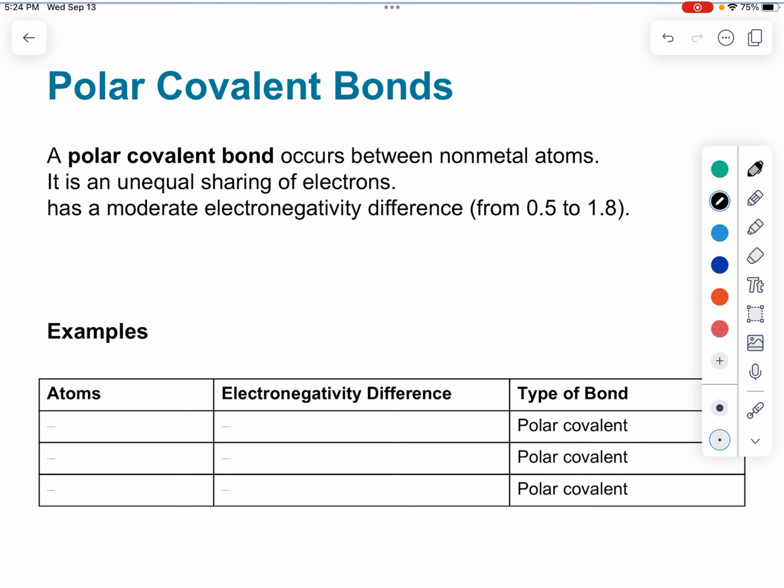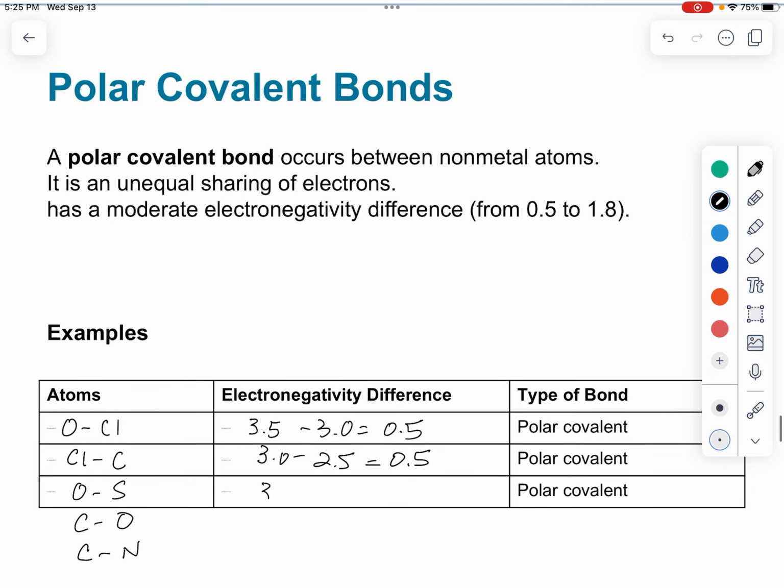Other examples that are polar would be oxygen-chlorine, chlorine-carbon, oxygen-sulfur, and I'm going to say C-O and C-N are going to be important for you guys because those are the ones that are found in biomolecules. So oxygen is 3.5, chlorine is 3.0, that's 0.5. Chlorine and carbon, 3.0 minus 2.5, that is 0.5.